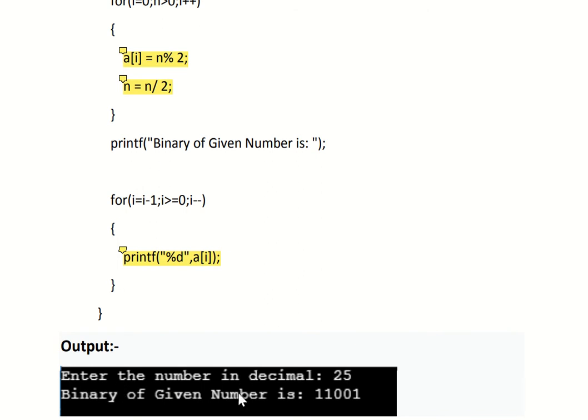Enter the number in decimal, and the binary of given number is 11001. So one more thing, if you don't know about decimal to binary conversion, then first you check what decimal numbers are and what binary numbers are, everything properly, and then you can go ahead with this program.